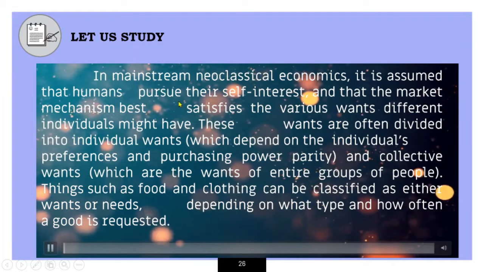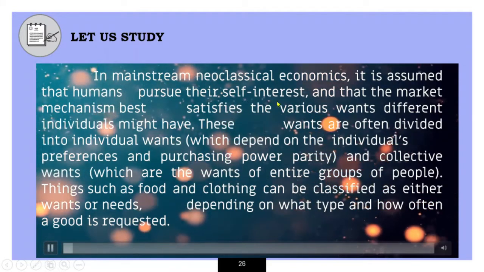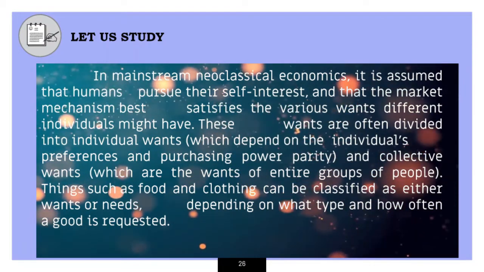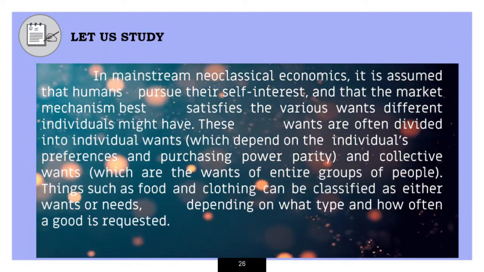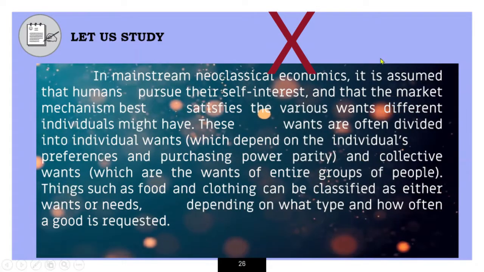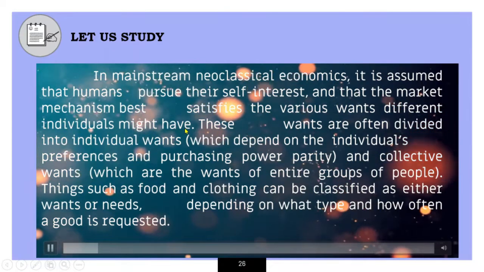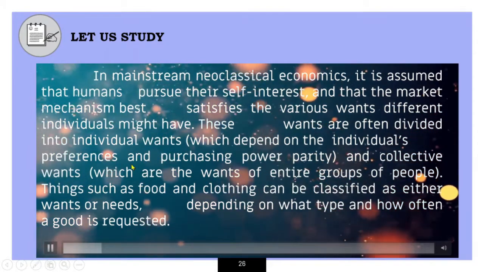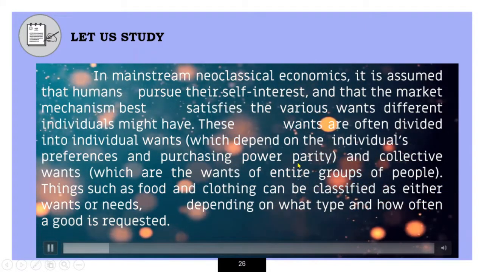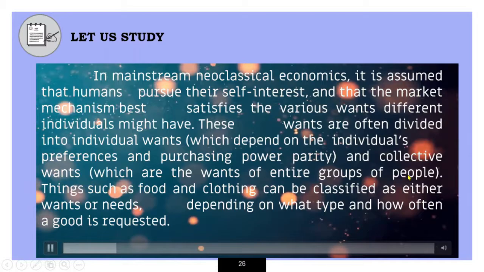In mainstream neoclassical economics, it is assumed that humans pursue their self-interest. The reason why we have problems in economics is that there are people who are so selfish that they push their wants rather than the needs of the society or the community or the economy itself. And that the market mechanism best satisfies the various wants different individuals might have. These wants are often divided into individual wants, which depend on the individual's preferences and purchasing power parity, and collective wants, which are the wants of entire groups of people.